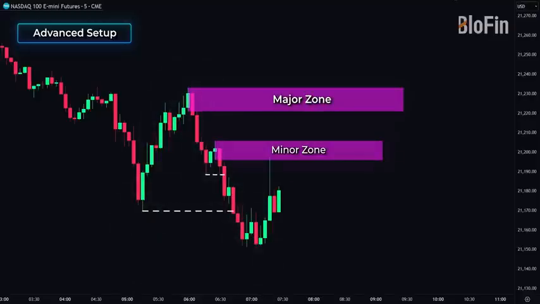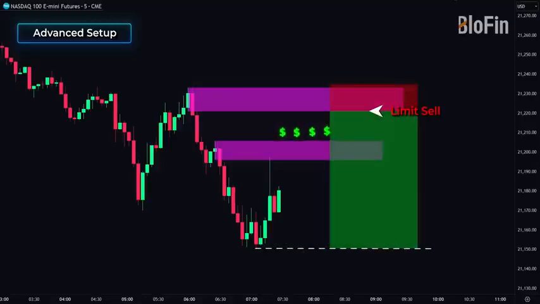At this point, we now have a minor supply zone sitting just below a major supply zone, giving us a valid liquidity setup. So for the entry, we place a limit sell order at the bottom of the major supply zone, set a stop loss slightly above, and target the previous lows for take profit.